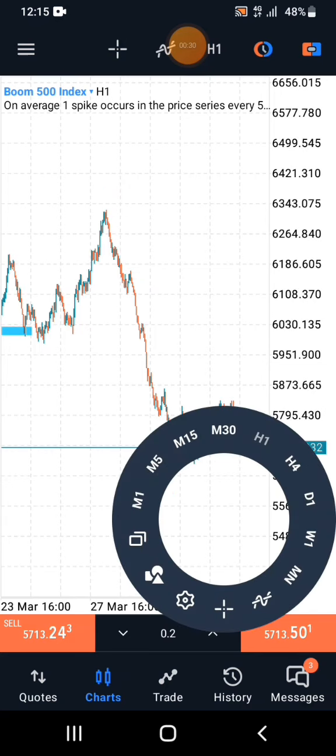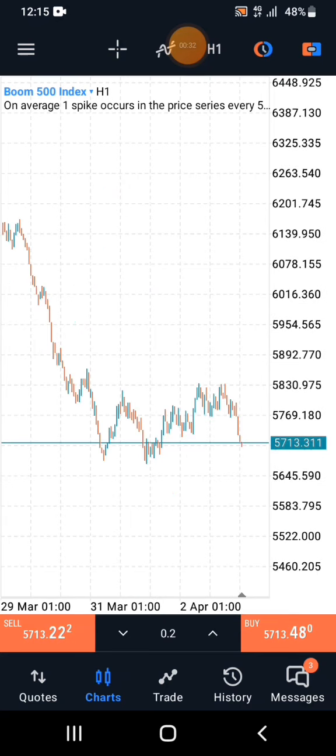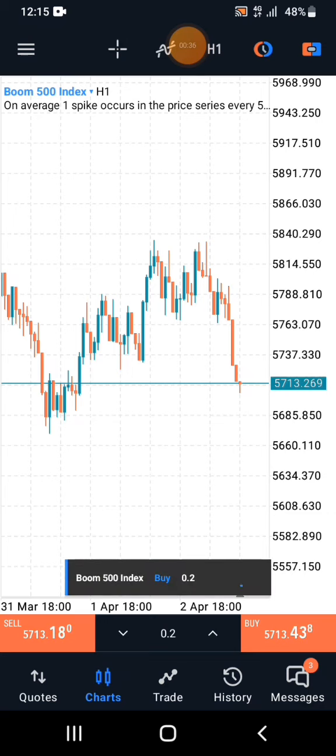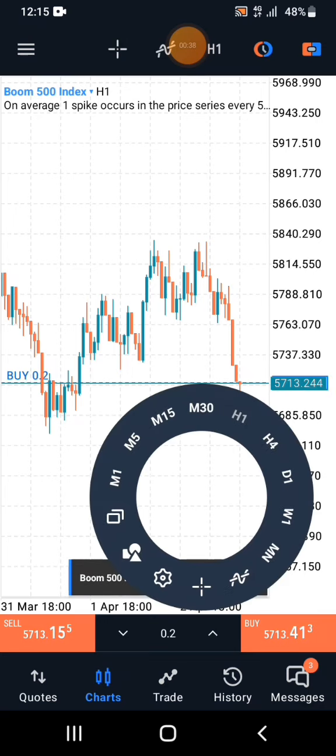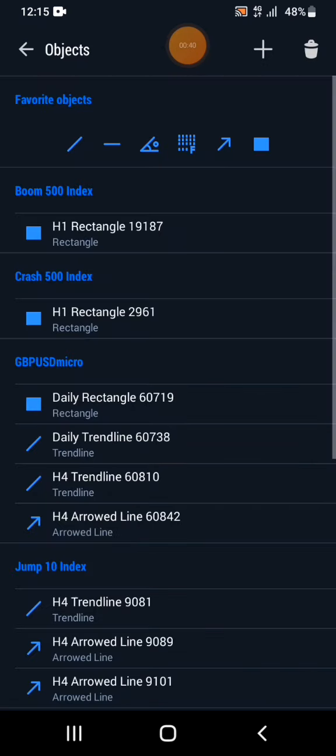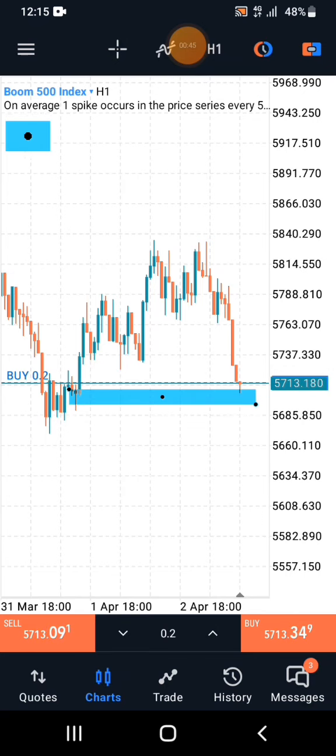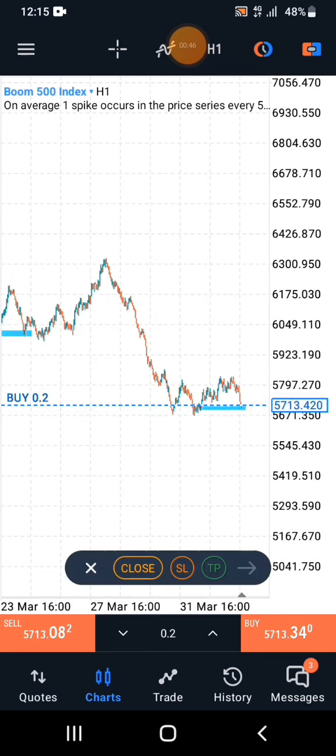Boom 500, and I'm just gonna put one small position here, and I'm considering that the market will give us probably 2-3 spikes at this other block right here.